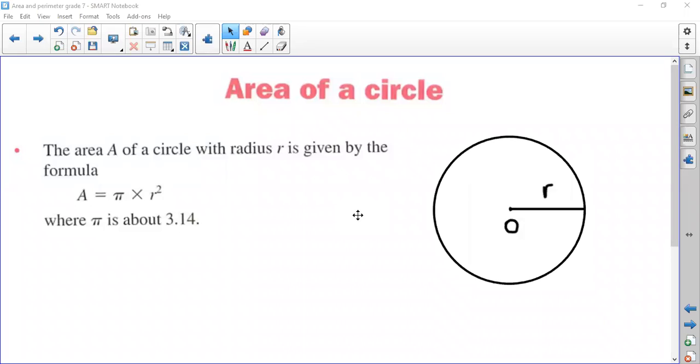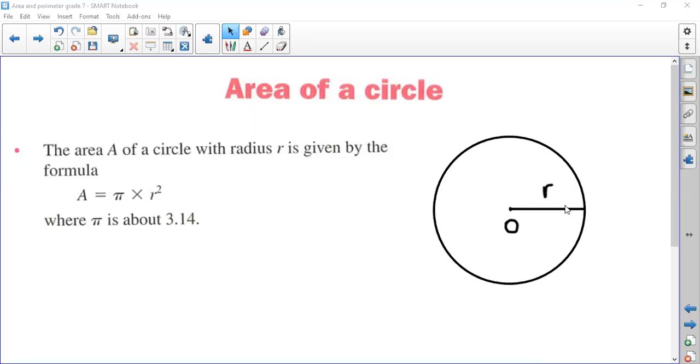Hello everyone. Today we are going to learn and solve exercises related to area of circle. First of all, let's remind what is a circle. A circle is the set of points which are equidistant from a fixed point. This fixed point is called the origin of the circle, or the center of the circle, and this distance is called radius. Okay, so the set of points which are equidistant from a fixed point. The fixed point is the center of the circle and the distance is radius of circle.